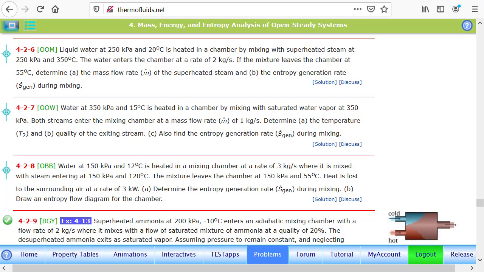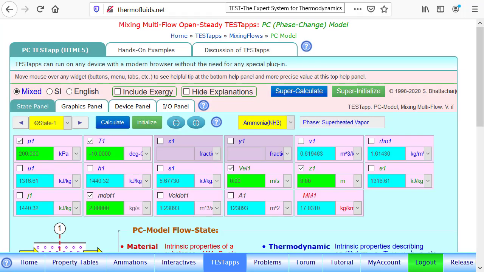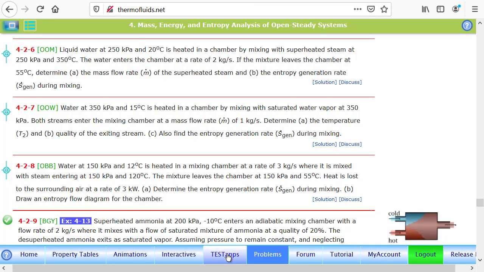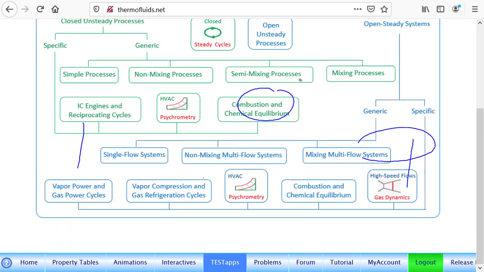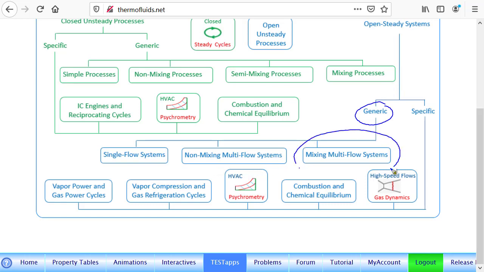Okay, so let's go over the problem. I have already started the TEST steps. How do you start the TEST steps? You go to the TEST steps page, and it's an open system problem, steady system, and if you go down the tree, then you can see that the mixing problems will be covered under the generic branch. This is a single flow mixing multi-flow system.